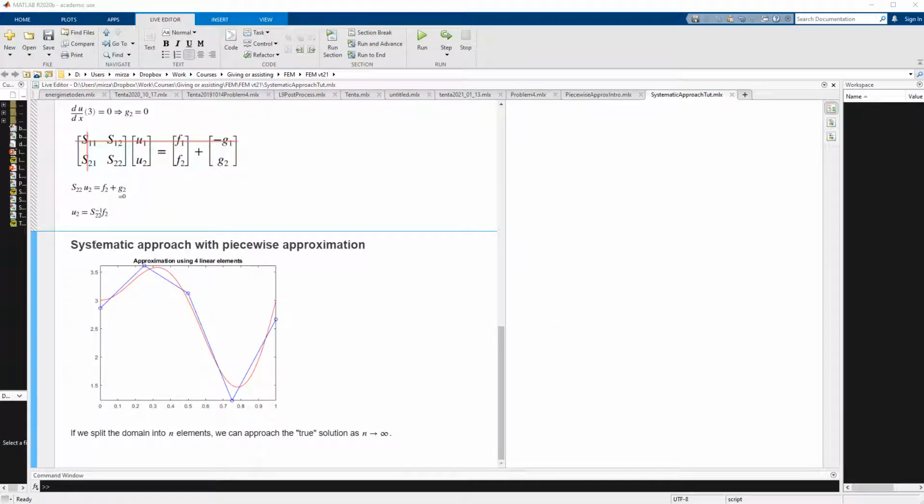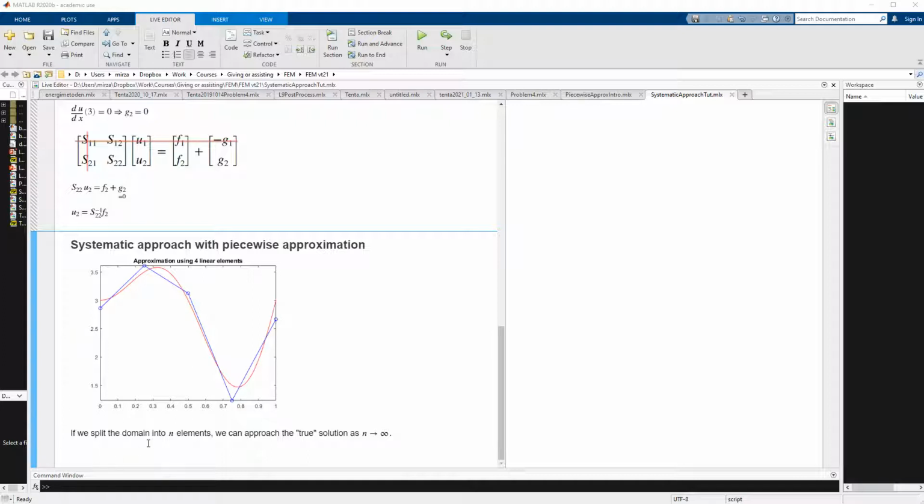Now we're looking at the systematic approach with piecewise approximation for differential equations. So if you just look at the figure from the previous problem here, we have an approximation using 4 linear elements. And this solution is, of course, piecewise. So it's a piecewise linear solution or approximation.